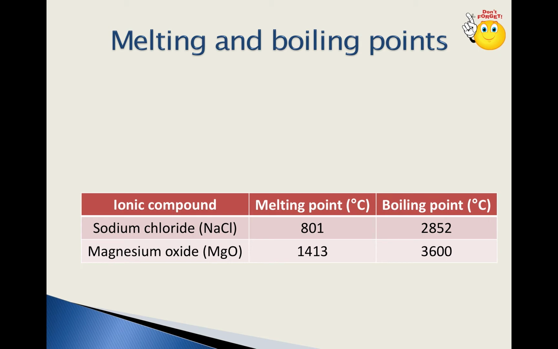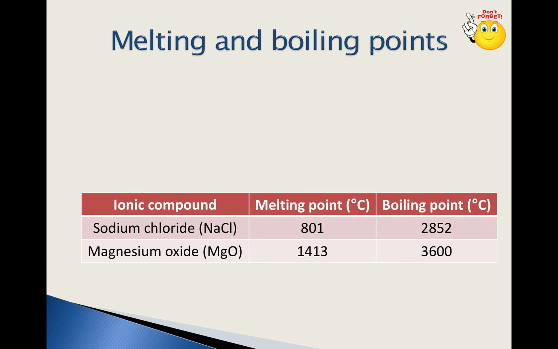But the melting points of sodium chloride and magnesium oxide are different. Sodium chloride has a melting point of 801 degrees, and magnesium oxide has a melting point of 1413 degrees. What you need to be able to explain is why there is this difference in melting point. Why does magnesium oxide have a higher melting point than sodium chloride?